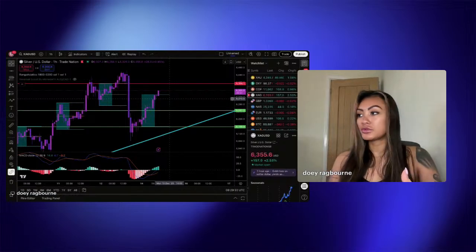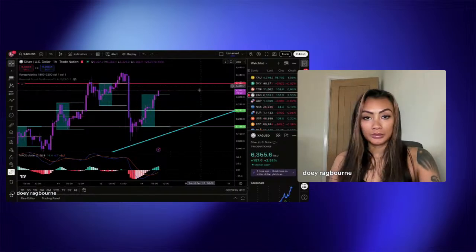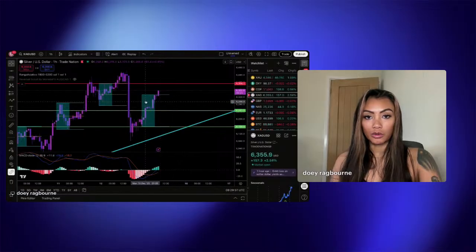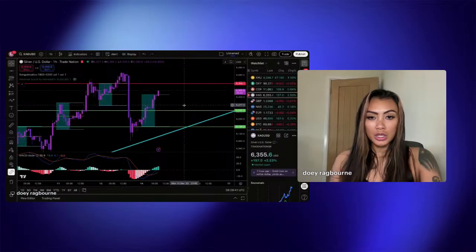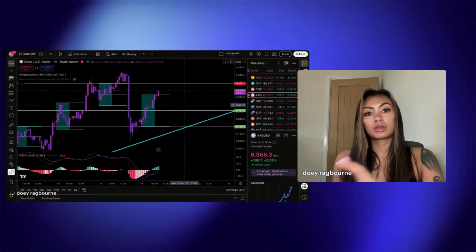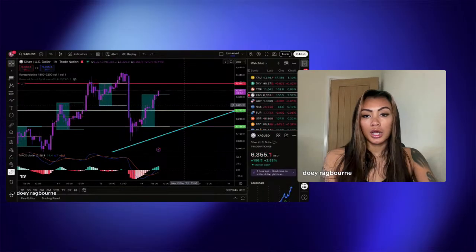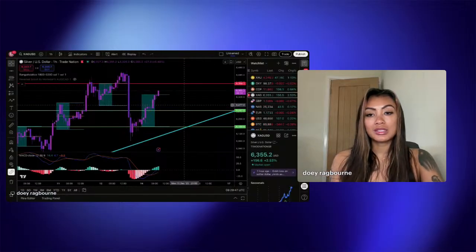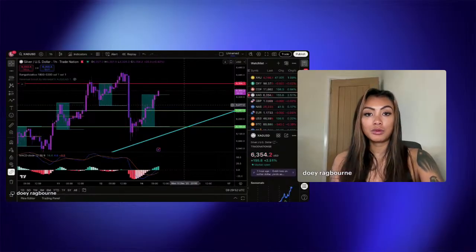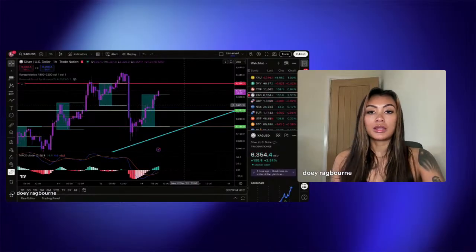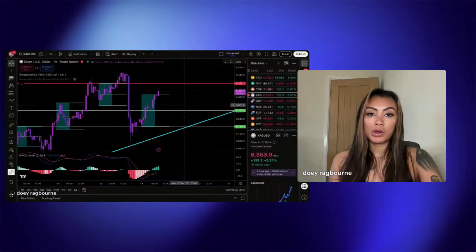I'm looking at the moves that are happening on these key areas for those daily moves. So key levels, and then once we get to those key levels, I'm waiting for some type of reaction. So are we breaking out? Are we rejecting? And then that is going to give me my bias.